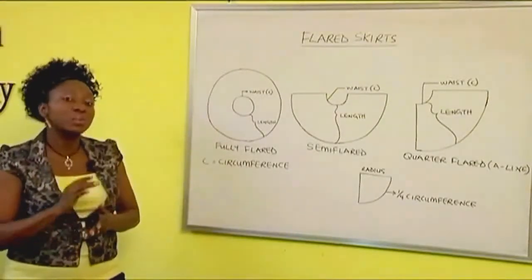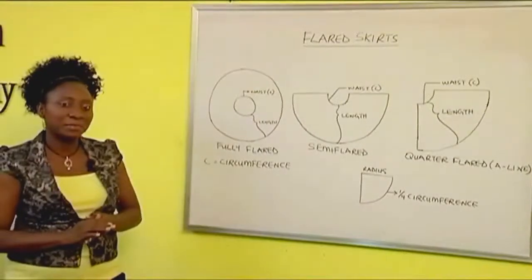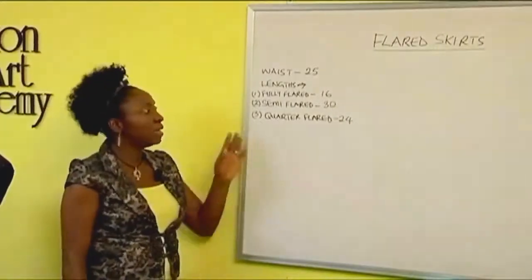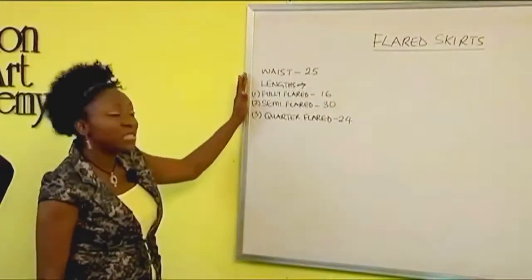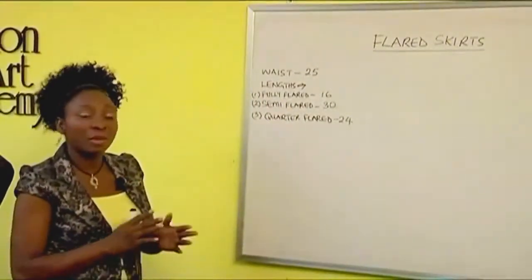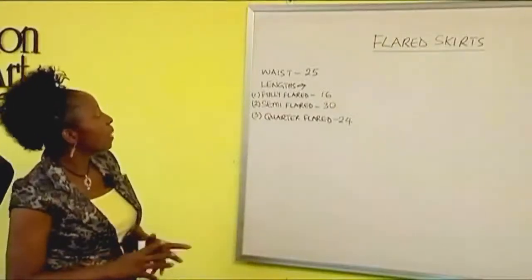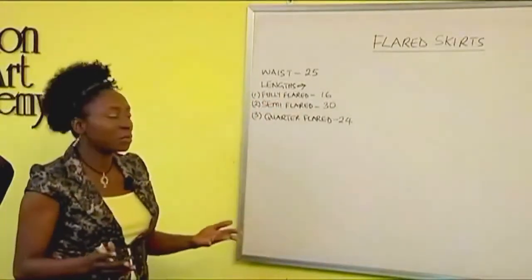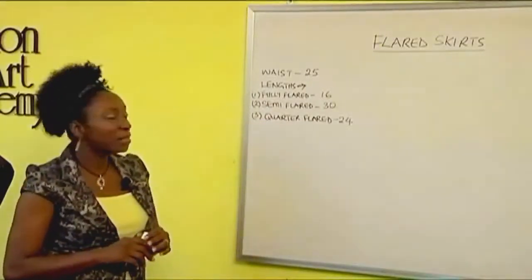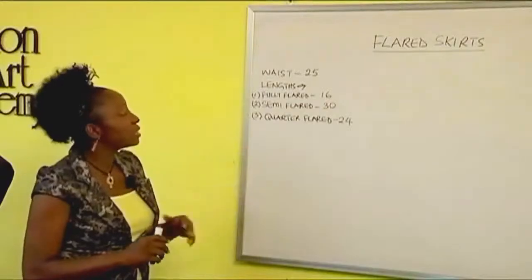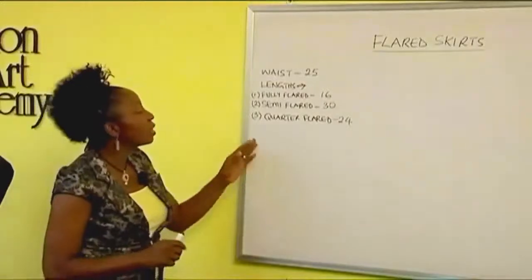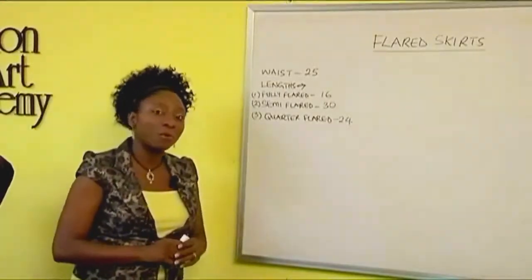So why don't we look at the measurements we will need to make our skirts. These are the measurements we're going to use. We have the waist, which is a known measurement. Our waist is 25 inches. Now we have three different lengths here to practice with. For the fully flared length, we're going to use a mini length, which is 16 inches. Then we have the semi-flared length, which is going to be quite long; we're going to use 30 inches for that. Then we have the quarter flared, which we're going to use as 24 inches.